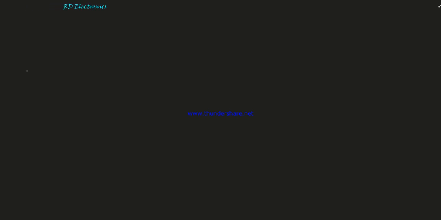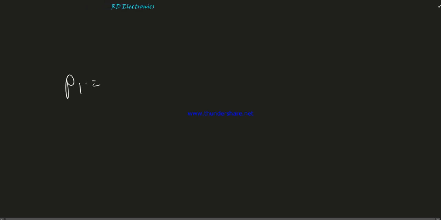So the probability that the first die shows 5 or 6: there are 2 favorable events out of 6 possible ways, which equals 1 by 3, that is 33.3% probability, will occur for the first.